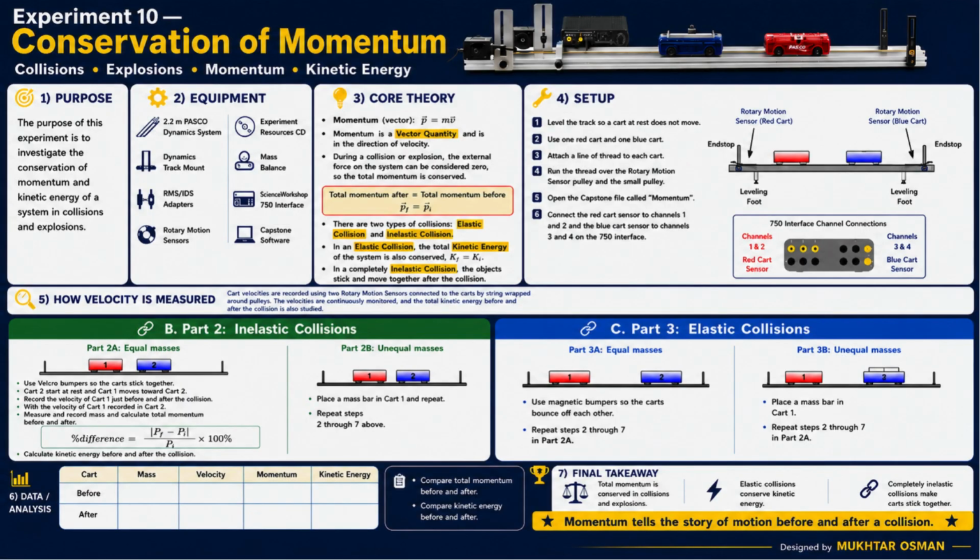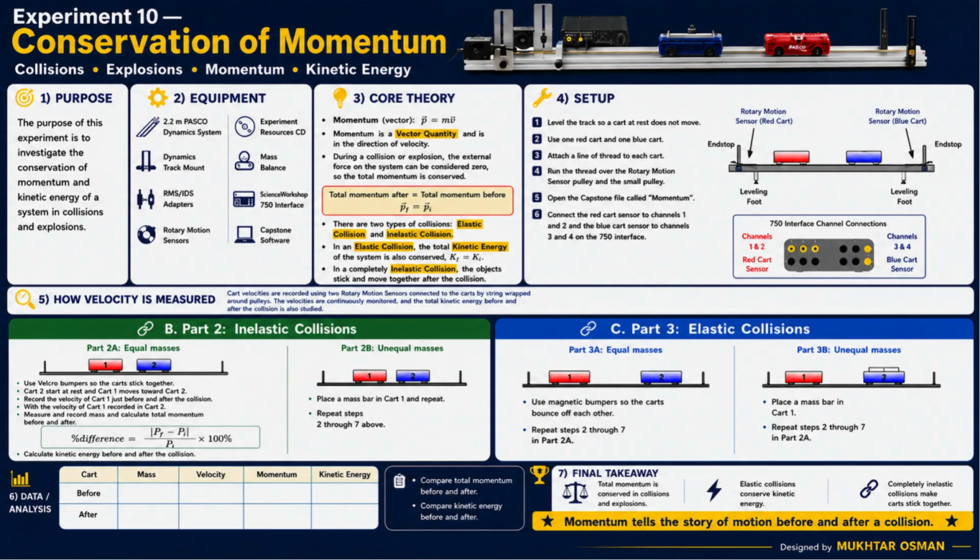Purpose. The purpose of this experiment is to investigate the conservation of momentum and kinetic energy of a system in collisions and explosions. 2. Equipment. 1. PASCO dynamics system. 2. Dynamics track. 3. Mount RMS/IDS adapter. 4. Rotary motion sensors. 5. Experiment resources CD. 6. Mass balance. 7. ScienceWorkshop 750 Interface. 8. Capstone software.